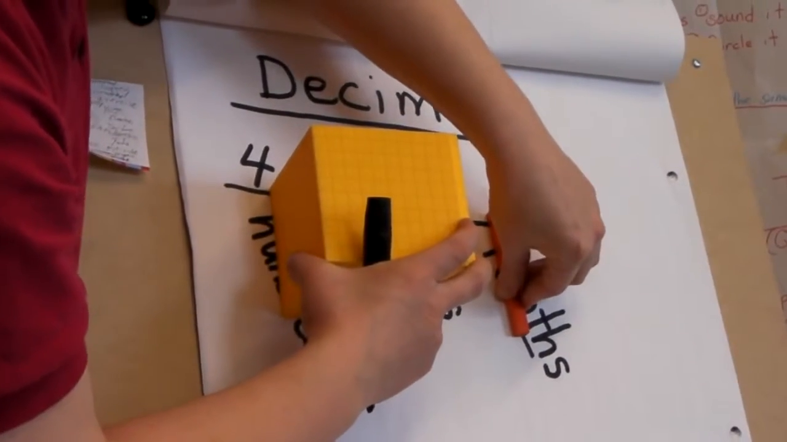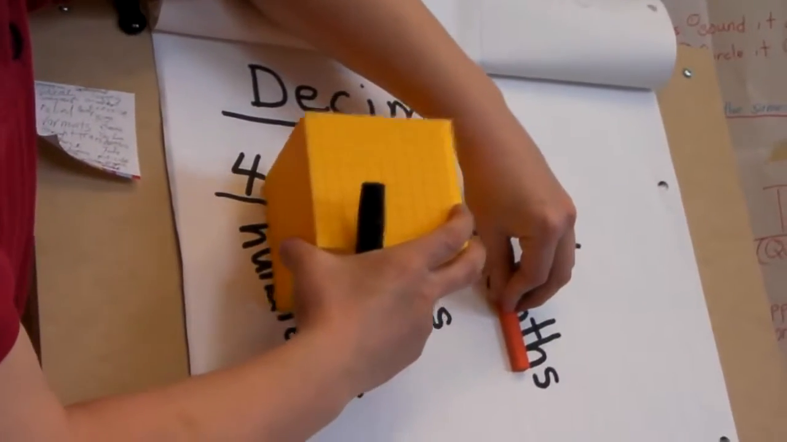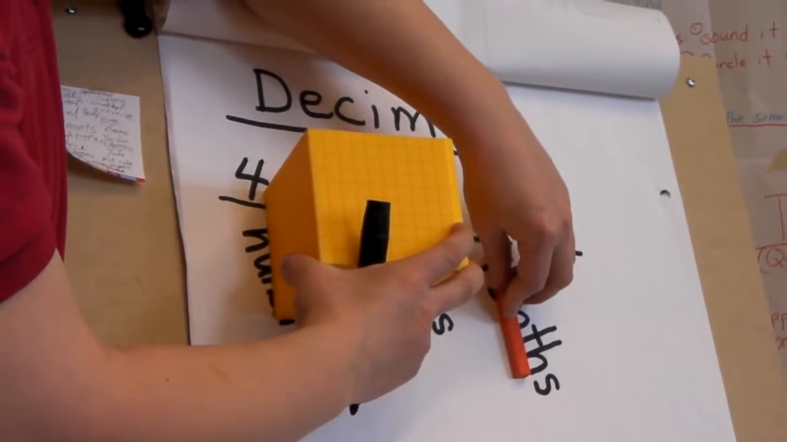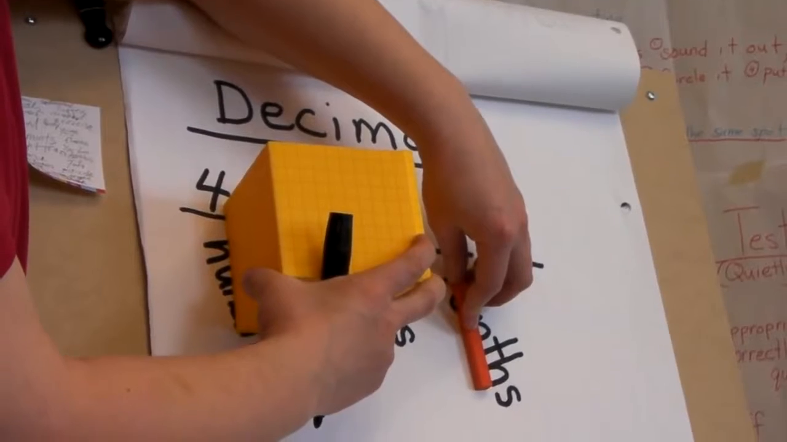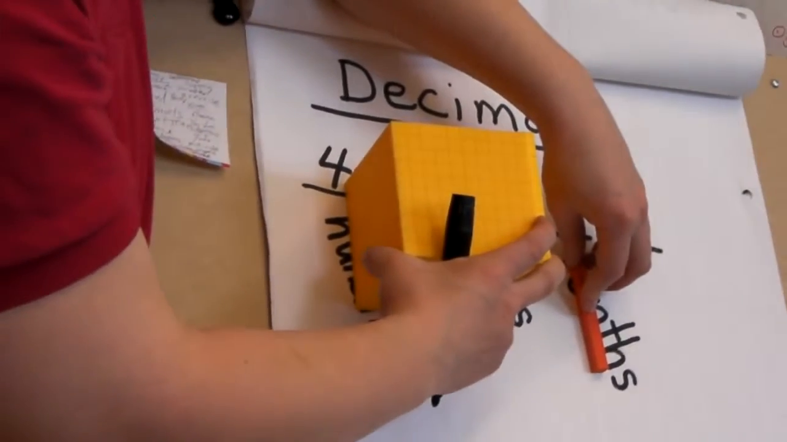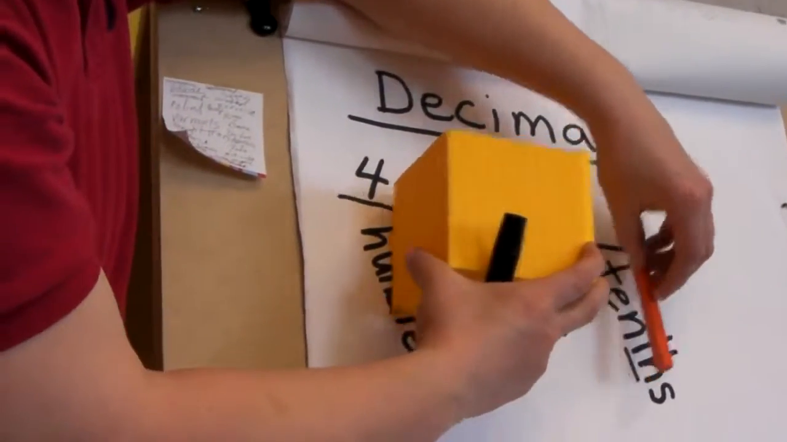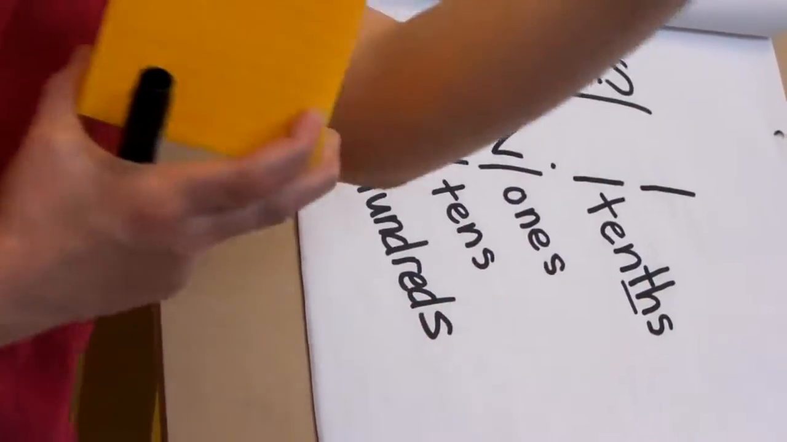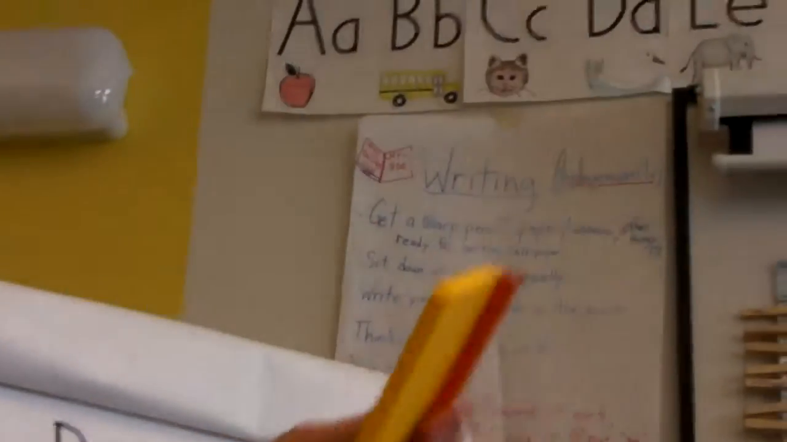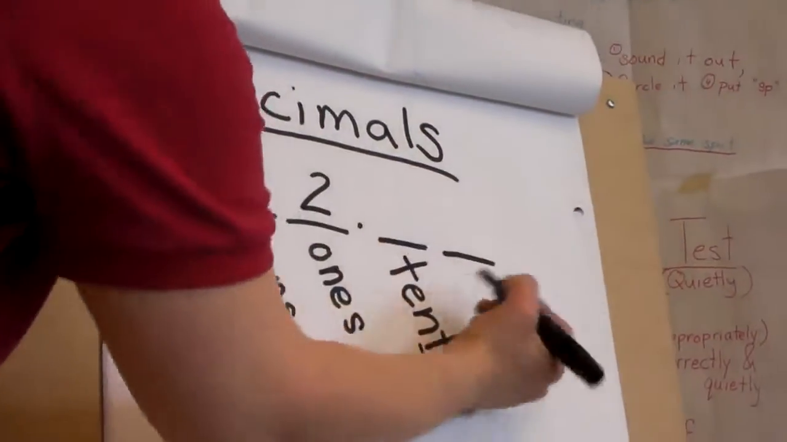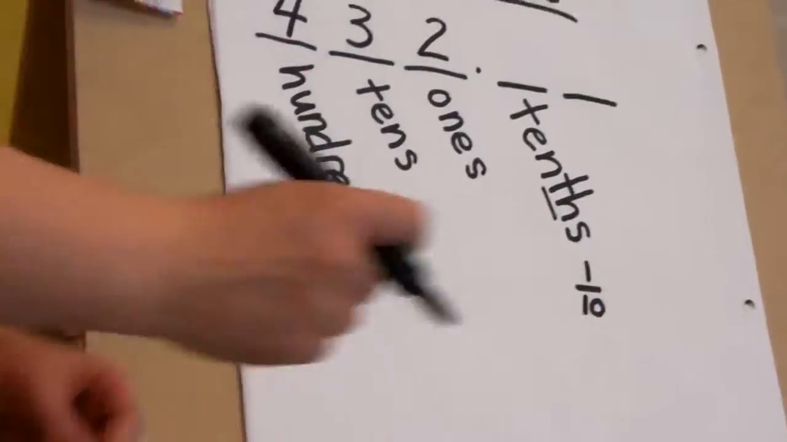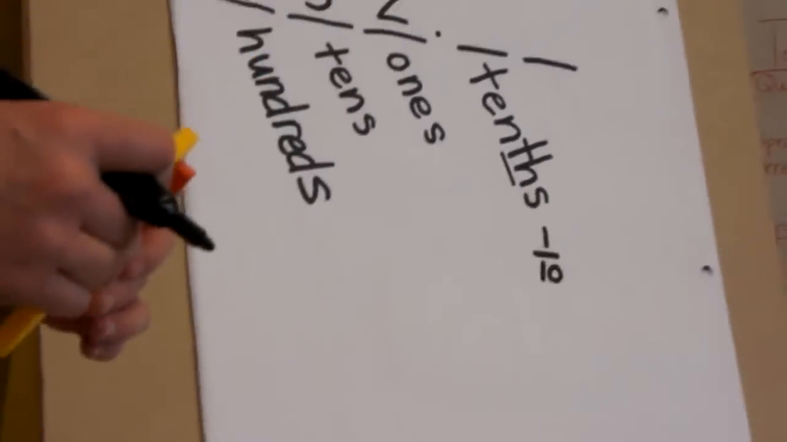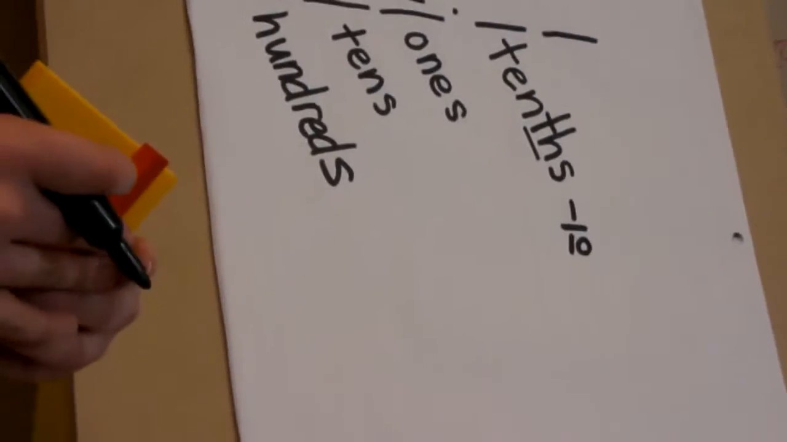Which is bigger, tenths or tens? Take a look at which is bigger. Give me a thumbs up if you think tenths is bigger. Give me a thumbs up if you think tens is bigger. You are absolutely right. Tens is much bigger than tenths because tenths is only a tiny piece of 1. It's actually, tenths is 1/10. That's where we get that. You've probably heard of 1/10 before.